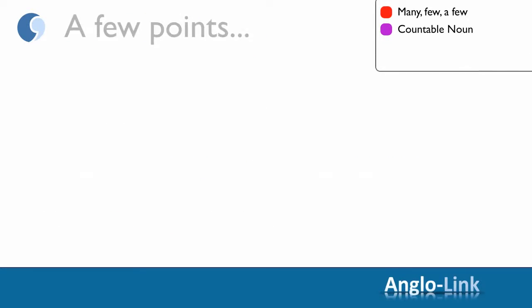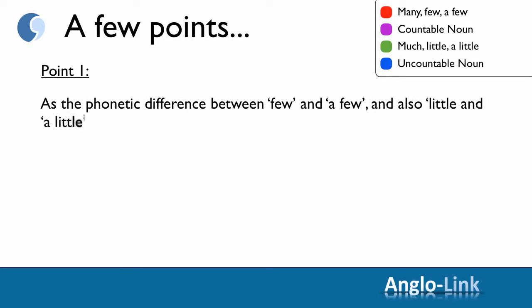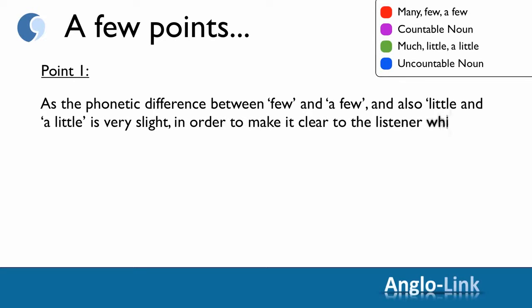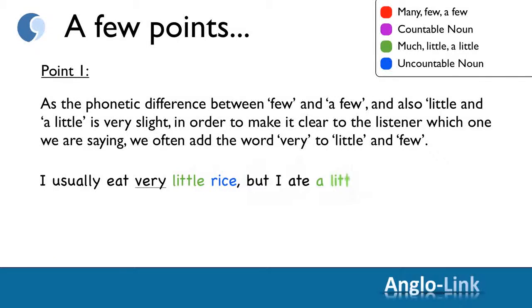Okay, there are a few important points I'd like to mention here. The first point is about the phonetics of this. As the phonetic difference between few and a few, and also little and a little, is very slight, in order to make it clear to the listener which one we're saying, we often add the word very to the words little and few. Look at this sentence. I usually eat very little rice, but I ate a little rice last night.